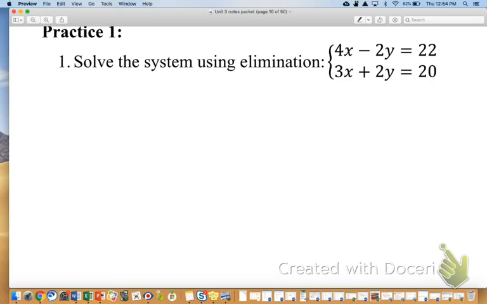Solve the system using elimination. It doesn't say substitution. It does not say graphing. Those are the other two methods we learned. It says elimination. So when you hear the word elimination, what does that make you think of? Get rid of it. Taking something out, getting rid of something. Something's going away, right? Something's going away.